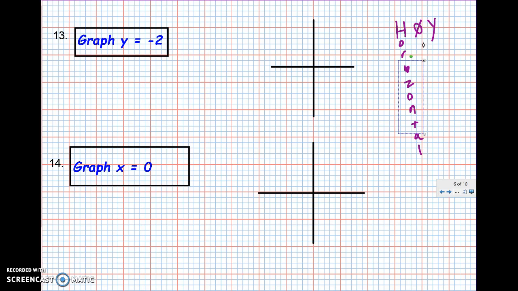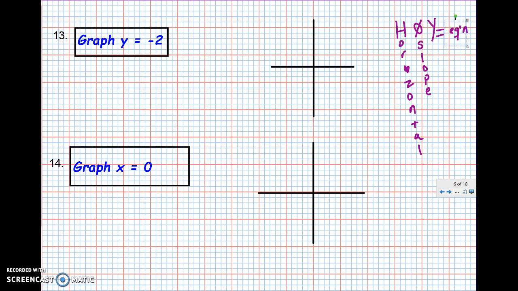Zero slope. And y equals equation. Right? Or y equals a number. And what do I have here? But y equals a number. So I know this is going to be a horizontal line.